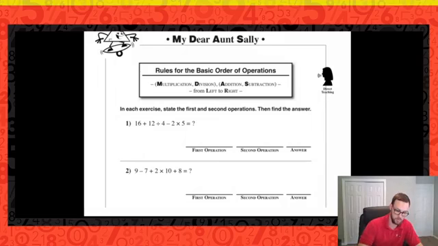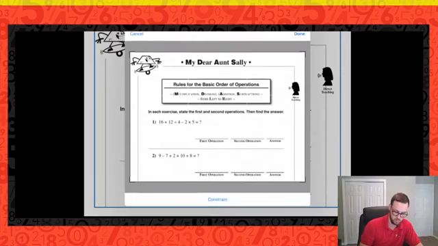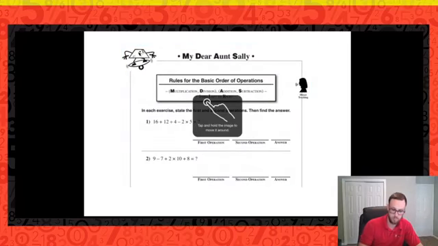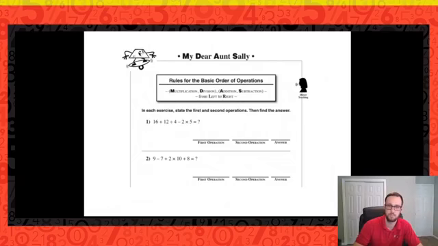Screen a little blurry. Let's see if I can fix that. That might have made it better. Let's see. Is that any less blurry?